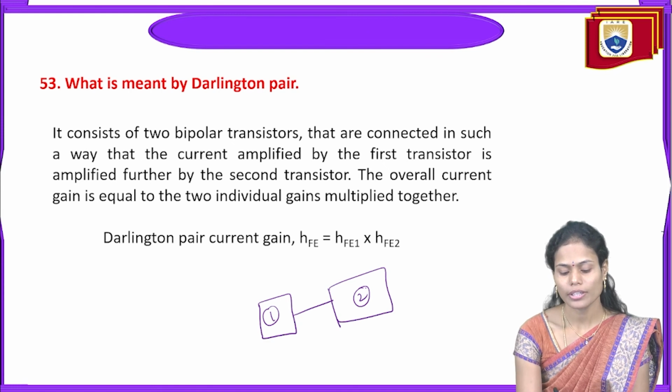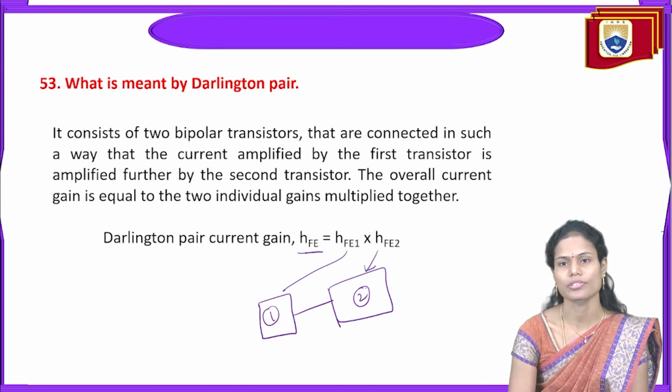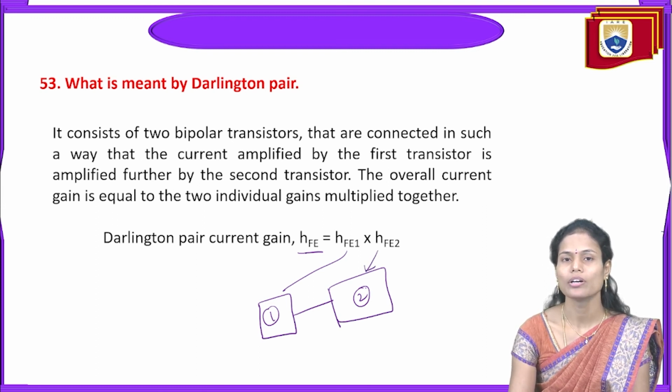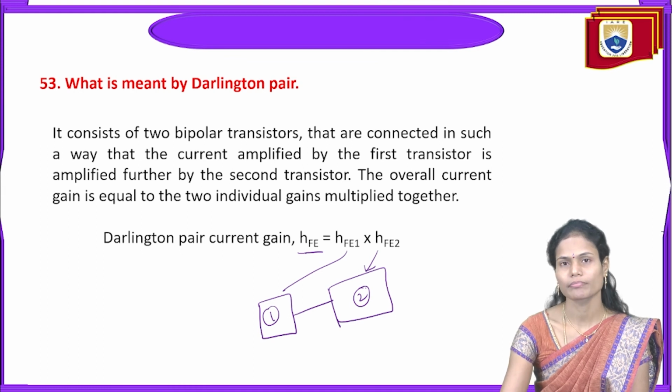So in the Darlington pair, the current gain hFE is the product of the current gain of the first stage and the current gain of the second stage, so that we are able to improve the overall current gain.